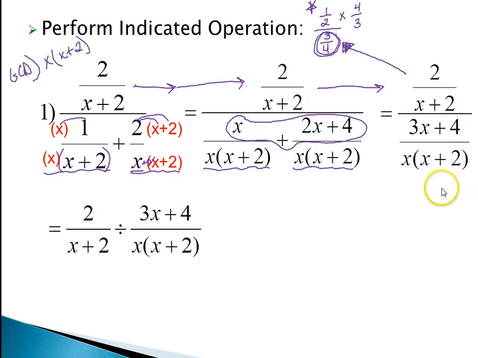Now, this next step, all I did was take this and rewrite it. 2 divided by x plus 2, right here. Remember, this line right here means division. So I put divided by 3x plus 4 over x times x plus 2. So all I did was rewrite it. Most of you are going to skip this step. Okay? You know this is division.